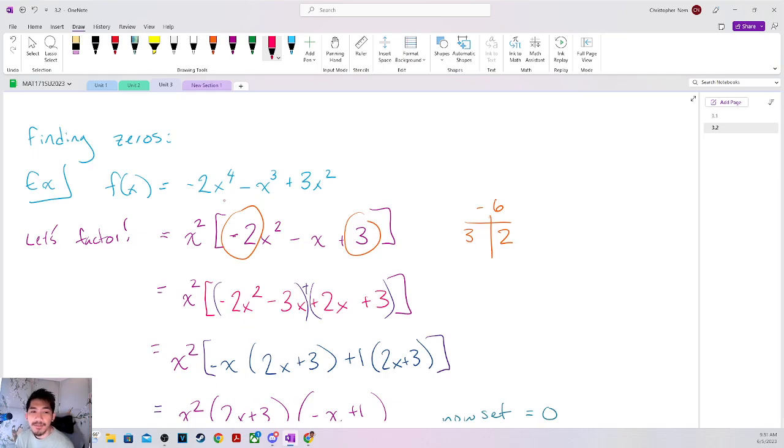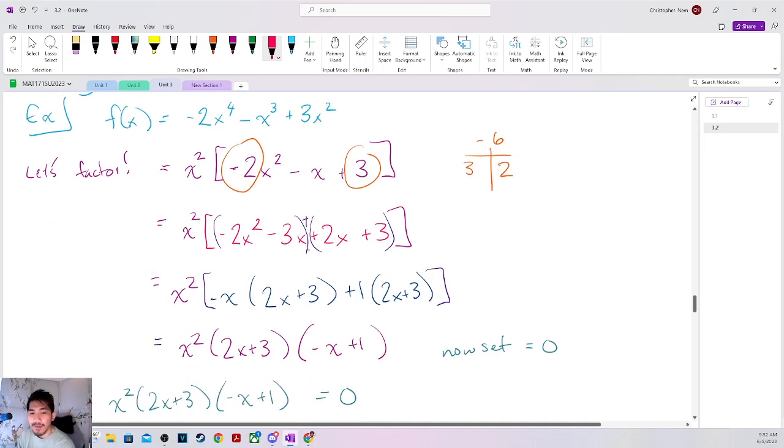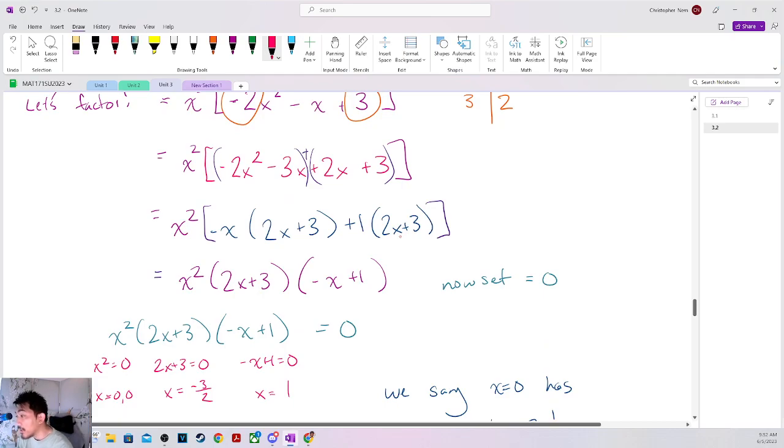So let's take -2x to the 4th minus x cubed plus 3x squared. How do I find the zeros? Well, first, let's factor it. Let's put it in something called factored form. I'm going to factor as much as possible. I factor out x squared, and I get this expression right here. Now, this leading coefficient is bigger than 1, so I'm going to multiply it with the constant to factor it even further. Now I factor by grouping, and then I find the GCF of my grouping factors, and boom, I have this expression right here.